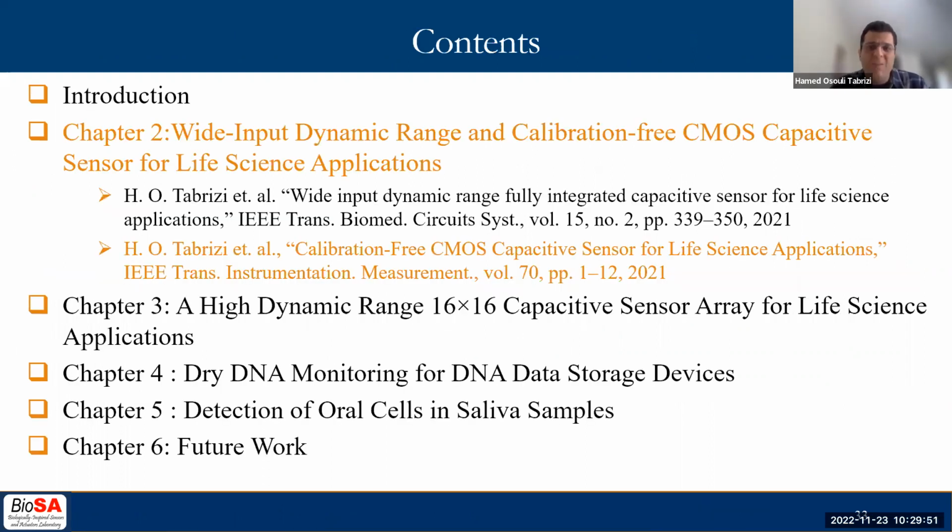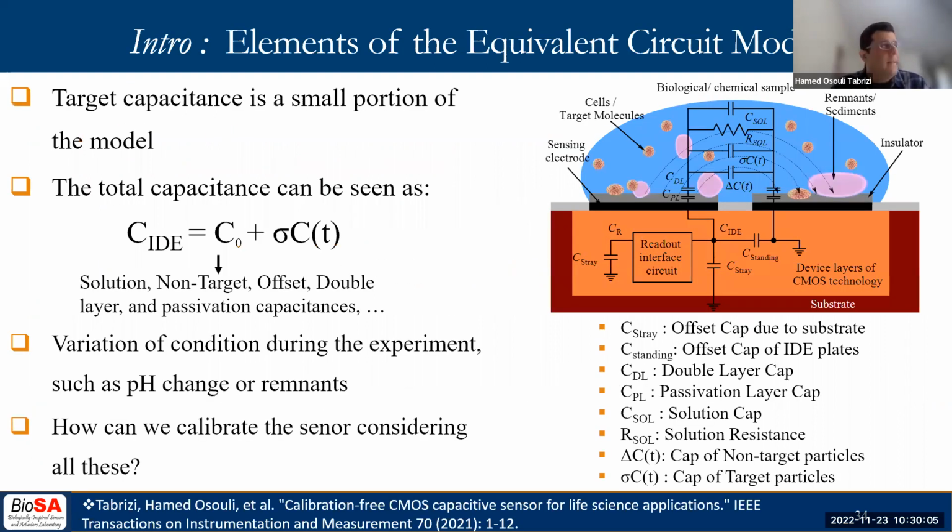Now, before sharing the experimental results of this chapter, I would like to present the second paper published in the IEEE Transactions on Instrumentation and Measurement journal, which is also included in chapter 2. For this one, let's start with this diagram that illustrates the equivalent circuit model of the sample on chip. All the capacitances, including target and offset, and most likely resistance are shown. The total capacitance is equal to the offset capacitance, C0, shown here, plus the target capacitance, or delta C.